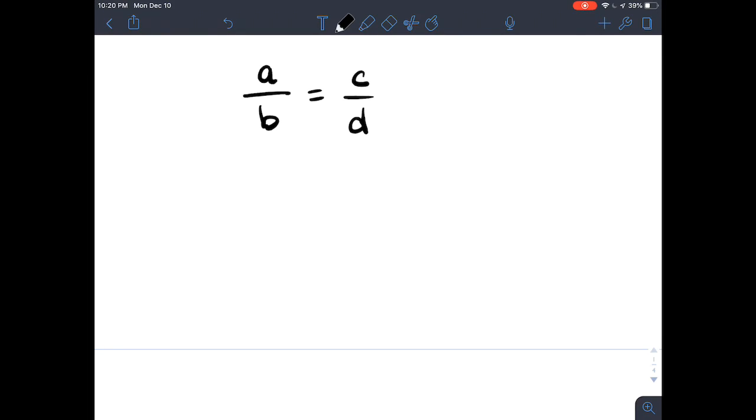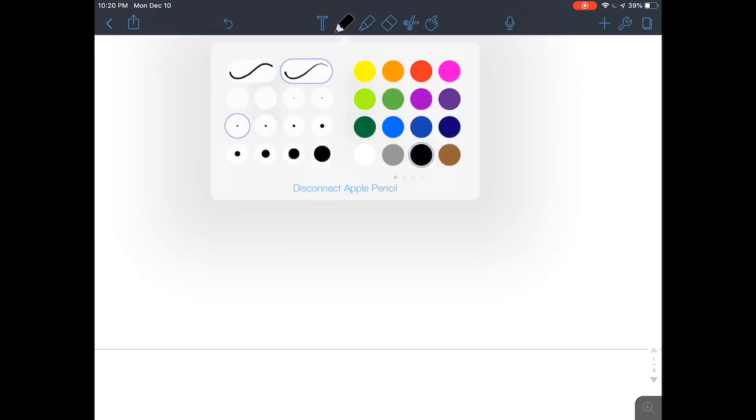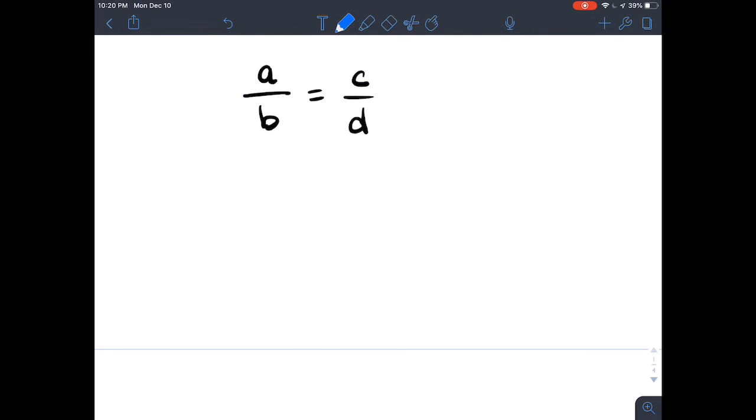Well, first of all, let's try multiplying both sides by b. There's a b on the left in the denominator, so let's multiply both sides by b to get that b out of there. So we're going to get a over b times b equals c over d times b. Now, on the left side, there's a b here and a b there. They cancel out, okay? One b is in the denominator and another b is in the numerator. The whole point of multiplying both sides by b was to cancel out the b's, okay?